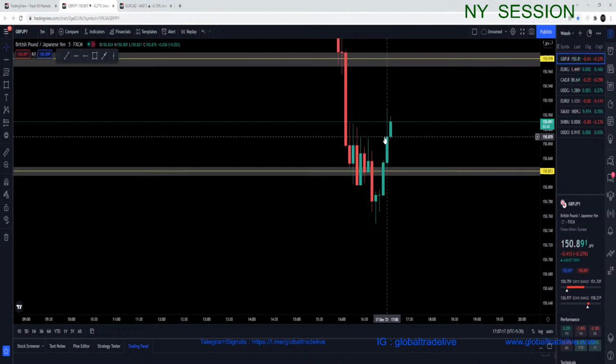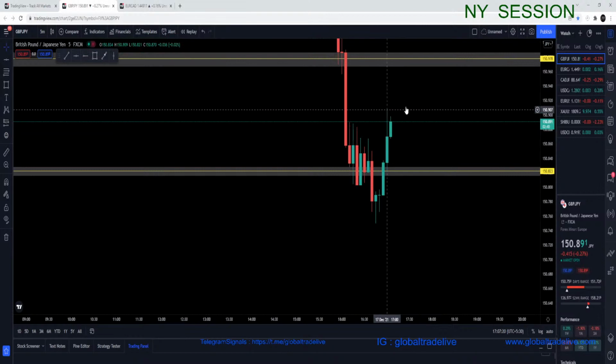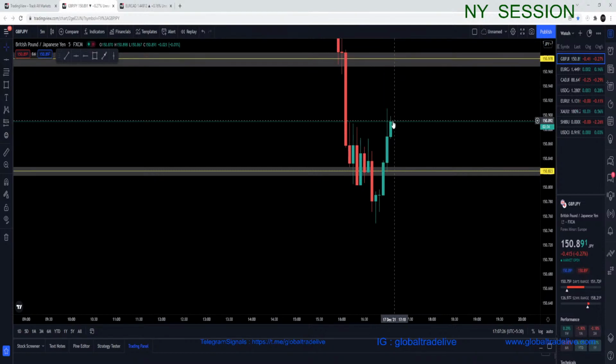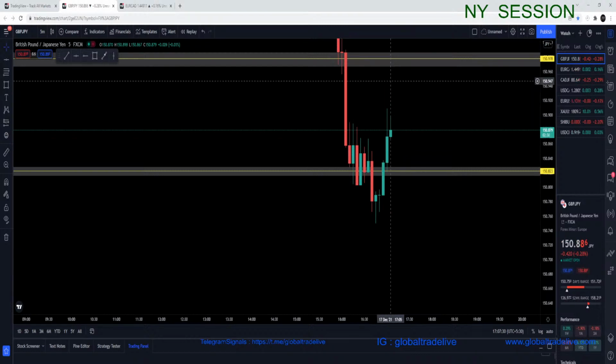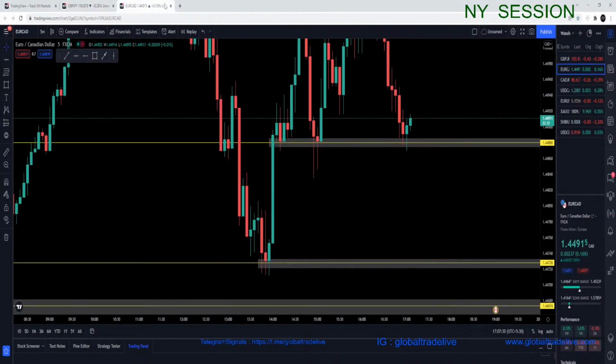So this 5-minute candle closed over here, but with a huge wick. So now if the current 5-minute candle breaks the high, it will be moving up to this level, that's for sure. But the thing is, there's no range, so it might just go a little bit up and then reverse back because of no range.